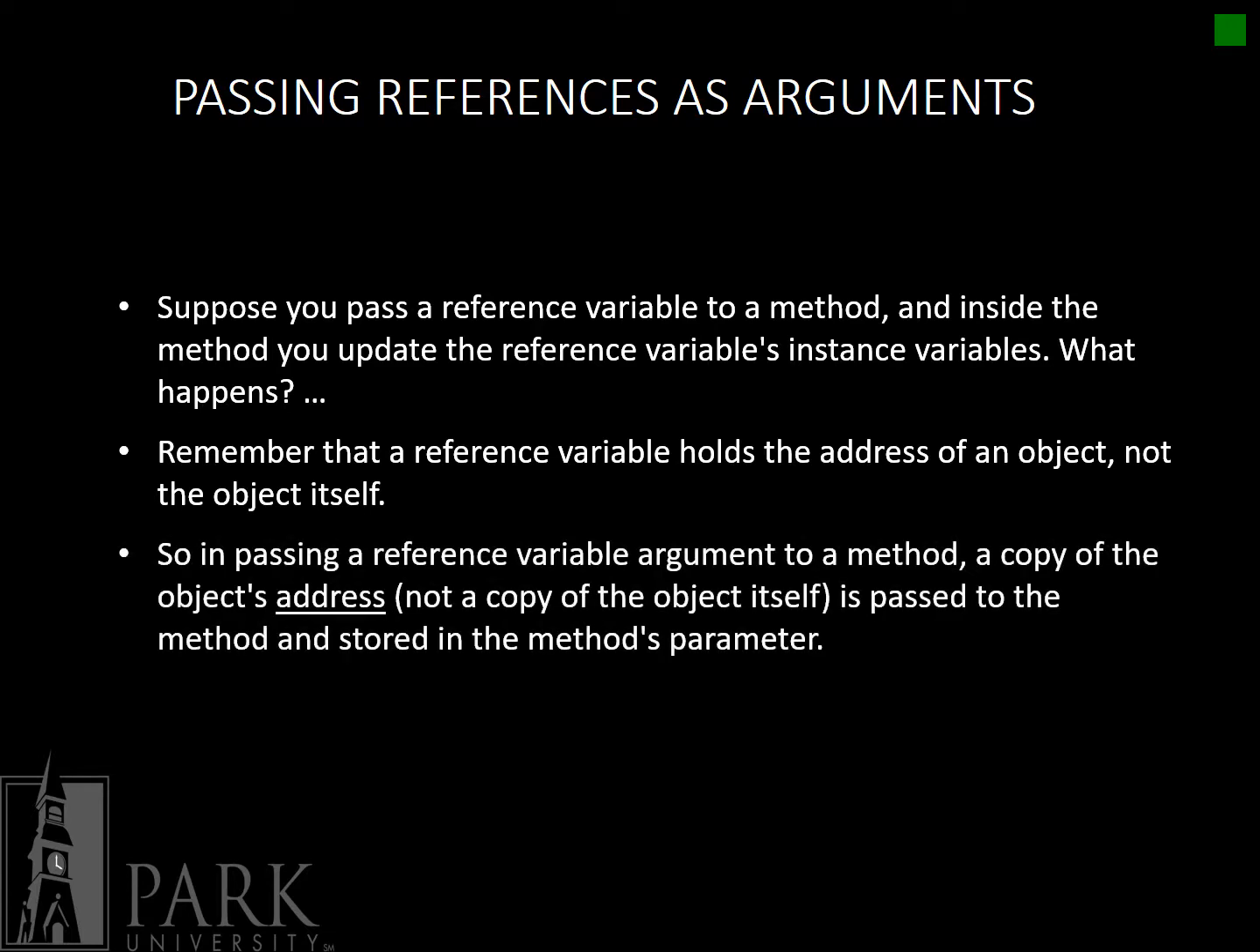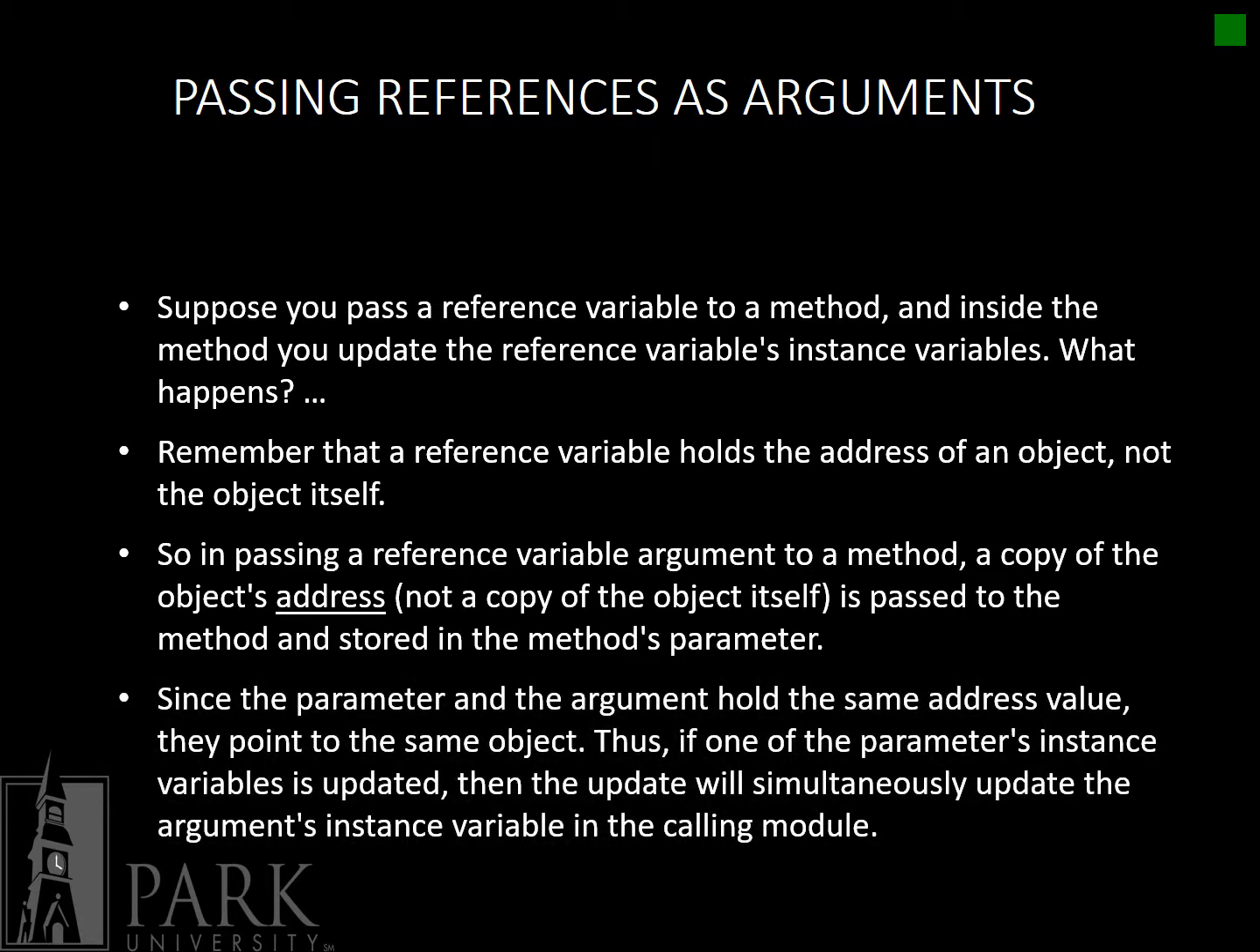So in passing a reference variable argument to a method, a copy of that object's address, not a copy of the object itself, is passed to the method and stored in the method's parameter. So remember, we're copying the memory address and giving it to the new method. And since the parameter and the argument hold the same address value, they're going to point to the same object. Thus, if one of the parameter's instance variables is updated, then the update will simultaneously update the argument's instance variable in the calling module.